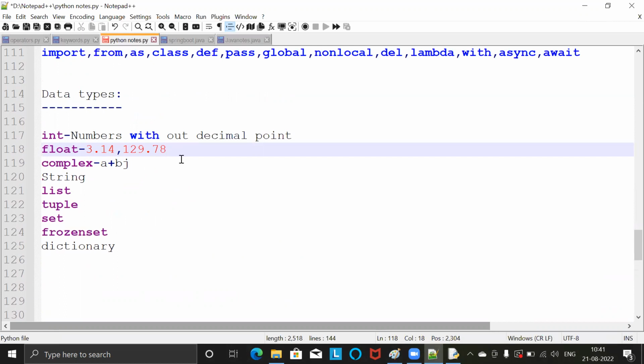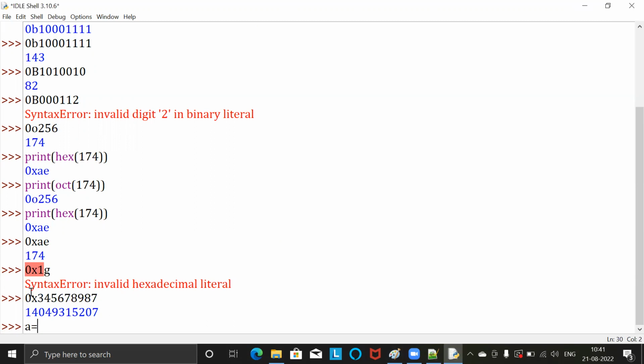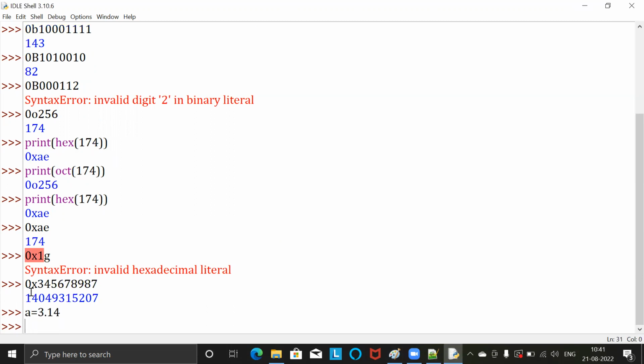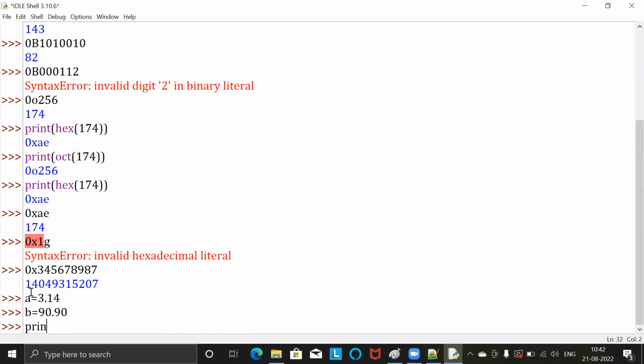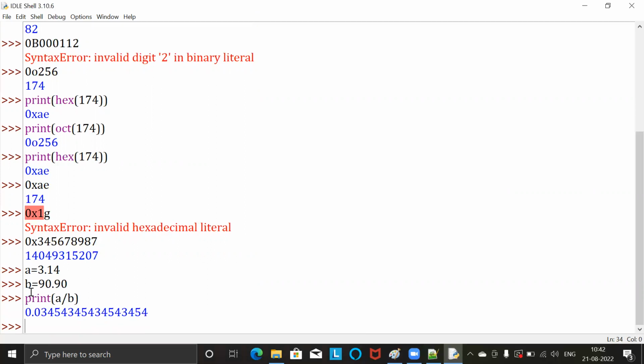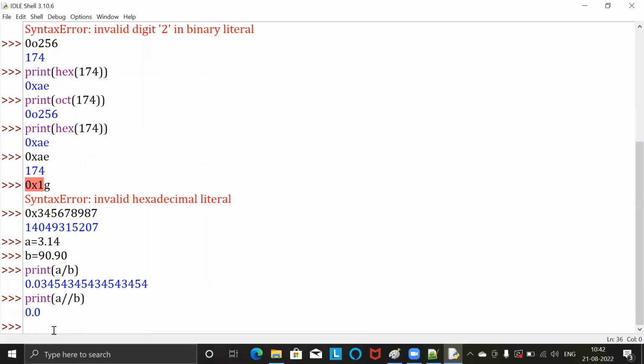It also accepts A equal to 3.14 plus B equal to 90.90. Print A by B. Answer is this. And this is the float division, answer is 0.0. Like that.